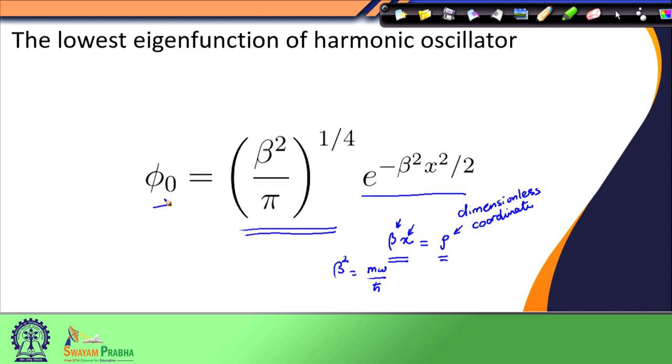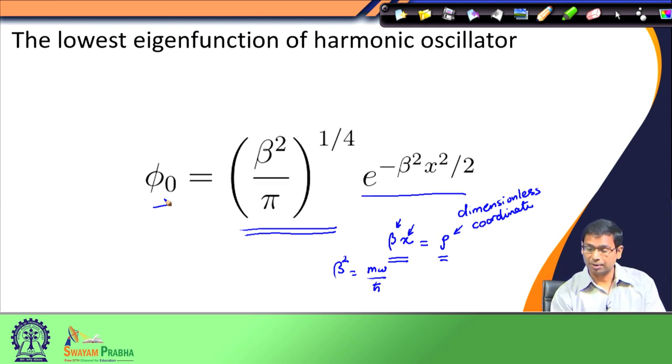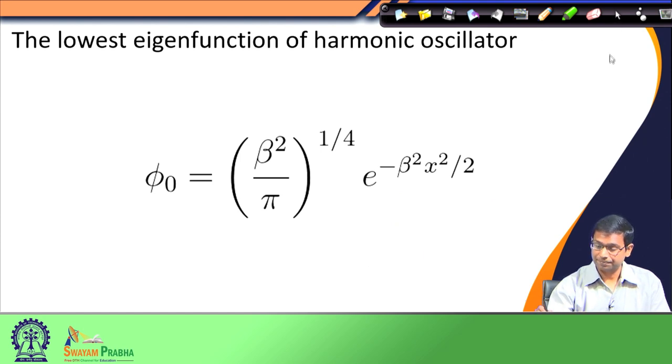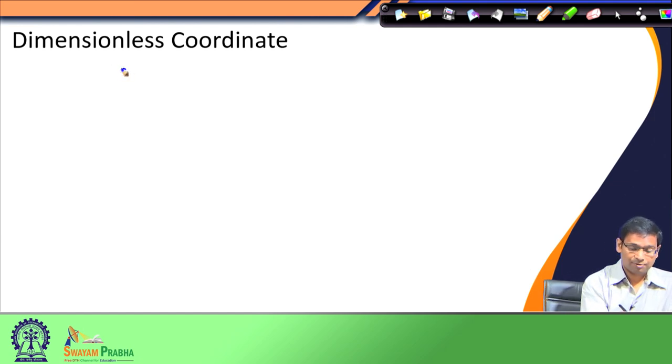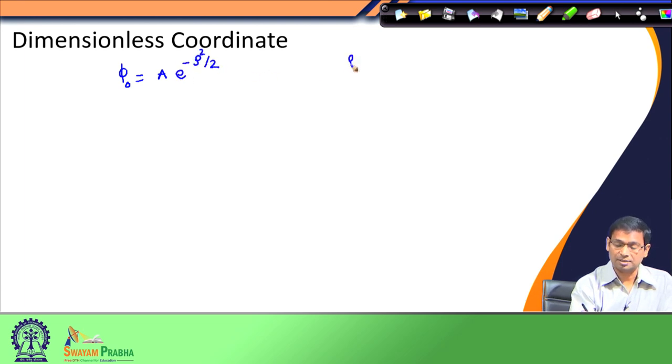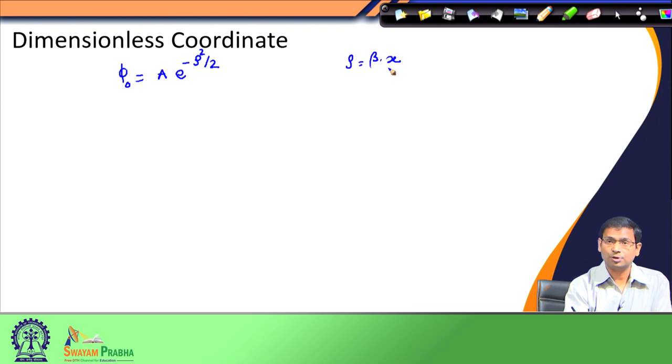We'll define the lowest wave function of harmonic oscillator in the dimensionless coordinate. So, in the dimensionless coordinate, we have phi 0 as the normalization constant A multiplied by e to the power minus rho square by 2, where rho is defined as beta x. Now, since rho is beta x, the limit of rho is also going to be the same as the limit of x, that is from minus infinity to plus infinity.